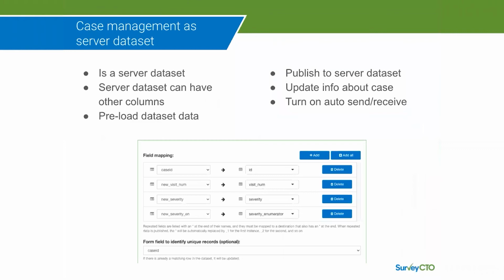HH-1001. Case management server datasets are server datasets, and just like other SurveyCTO server datasets, they can store all sorts of data and you can publish data to them. Before, we mentioned that the case management server datasets must include 5 specific columns. However, you can add other columns to the server dataset as well.